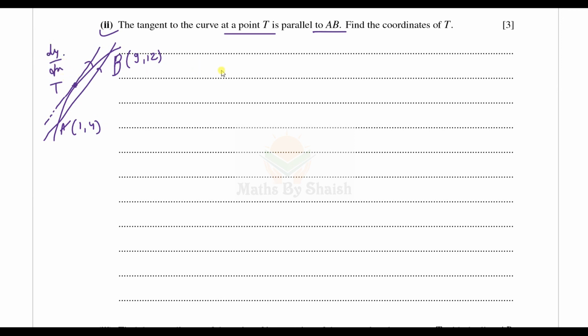So let's find the gradient of AB. It is 12 minus 4 over 9 minus 1, it is 8 over 8, that is 1.